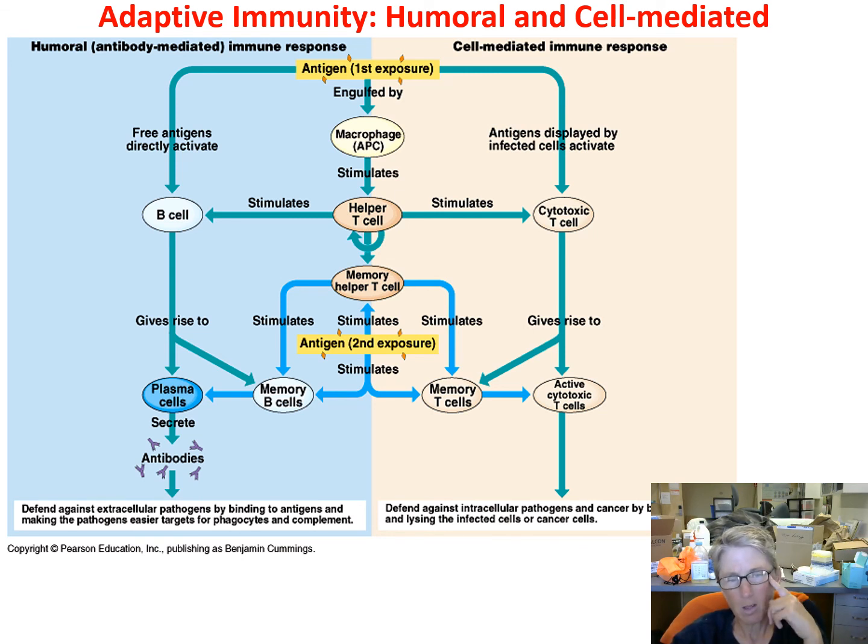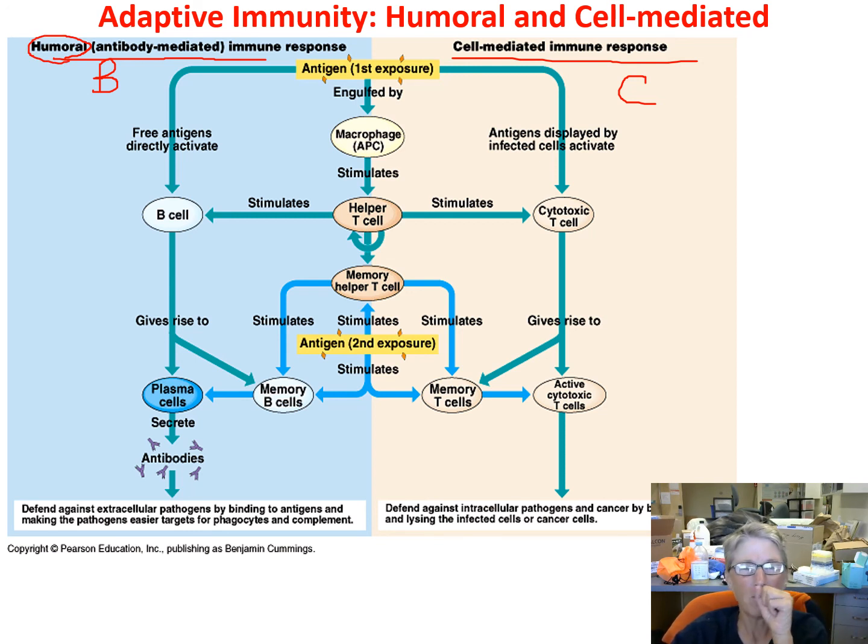So this is just a flow chart that brings it all together. On the left is the humoral or antibody-mediated immune response. Remember, the humoral response is B cells and antibodies. And then here's the cell-mediated immune response. Those are T cells. Remember, if the pathogen gets inside the cell and infects the inside of the cell, then you use the cell-mediated response. But if the pathogen is out in the blood, the body humors, then you use the antibody-mediated immune response.